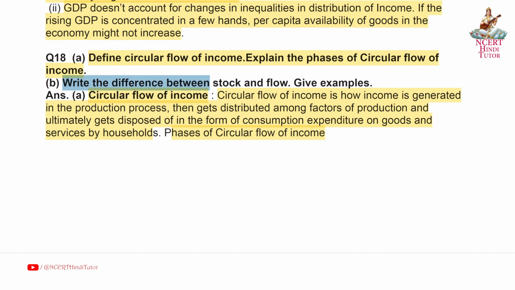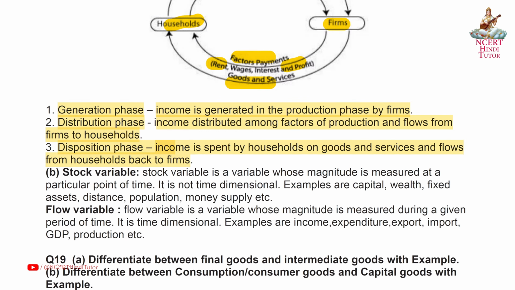B. Write the difference between stock and flow. Give examples. Answer. Stock variable. Stock variable is a variable whose magnitude is measured at a particular point of time. It is not time dimensional. Examples are capital, wealth, fixed assets, distance, population, money supply, etc.